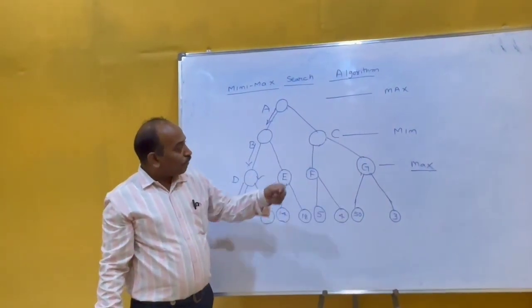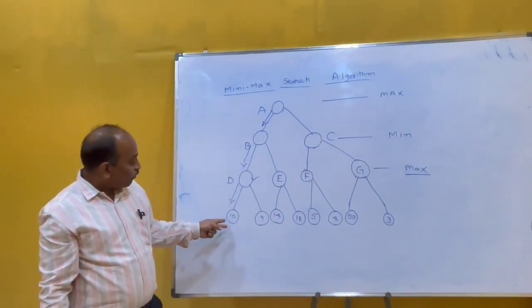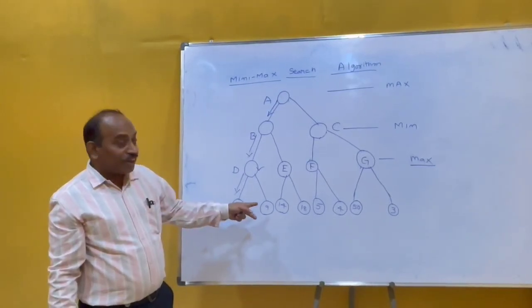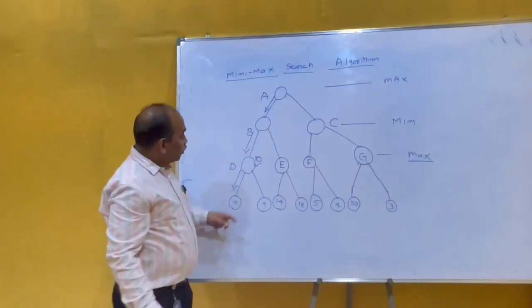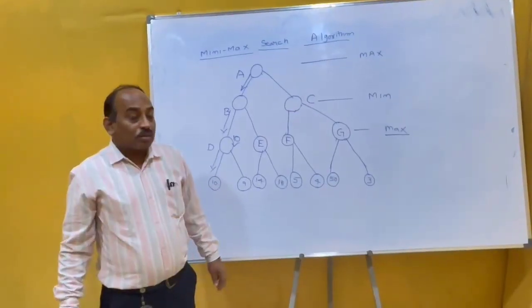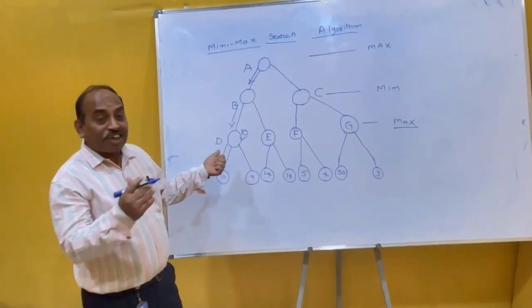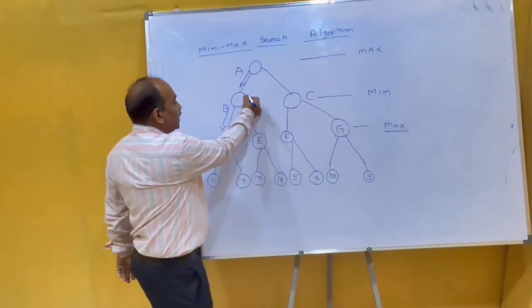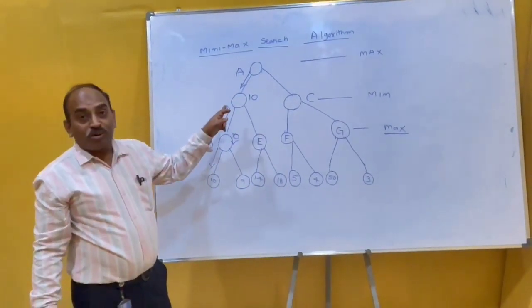Here, by using the max function, we take the maximum value among the two. Among 10 and 9, the maximum value is 10. The same utility value will be carried to the parent. After finding the utility value for node D, the same score will go to node B.